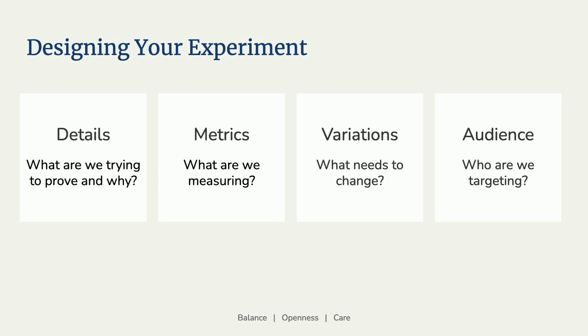Metrics, variations, and audience all fall into that third component from earlier, which is strategize. Metrics determine what kind of metrics you'll need to measure. Variations are how many there should be and what they should be. And the audience is, should all the visitors to your site be targeted, or should it be some subset of users. The fourth component, experiments, that we talked about earlier, actually comes after all of this, after designing the experiment.